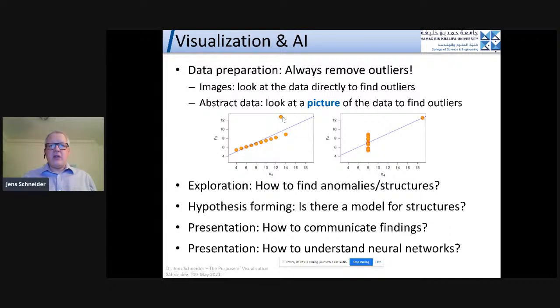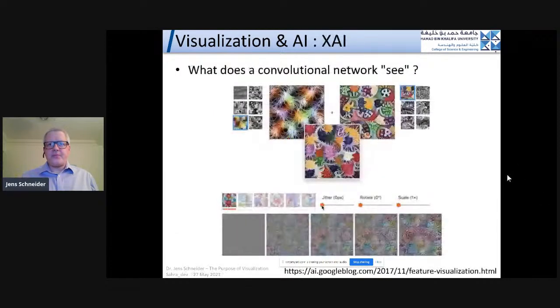So here we would erase this data point and this data point. And so this brings us to the question, how do we find these anomalies and also the structures? So we have the explorative phase. Then hypothesis forming, is there a model for the structures? If we remove this outlier, yeah, there's a linear model and a linear model here. And then regarding the presentation afterwards, how do we communicate these findings? And how do we even start to understand neural networks?